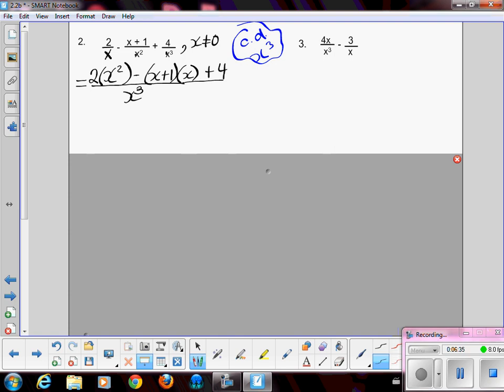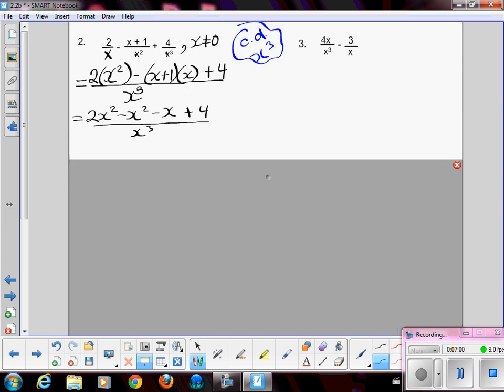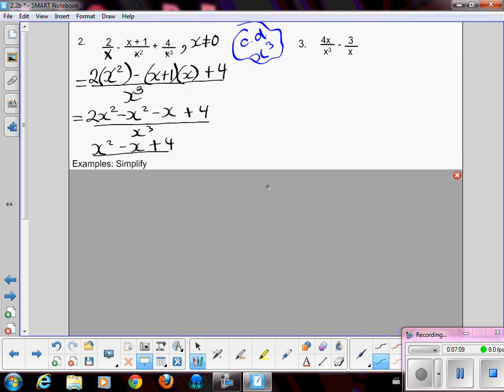Okay, so we haven't created any more restrictions with this. Now it's just a matter of looking at that numerator. In this case, I can do some simplifying by doing some expanding. So that's the first step. So we have 2x squared, a negative x squared and a negative x, plus a 4, all over our x cubed. And continuing with that, 2x squared minus x squared, so we have a 1x squared, a minus x, and a plus 4 all over x cubed.